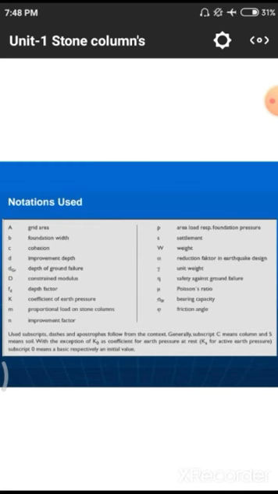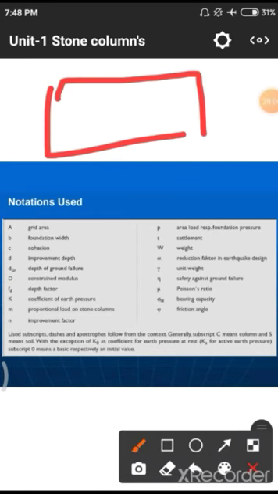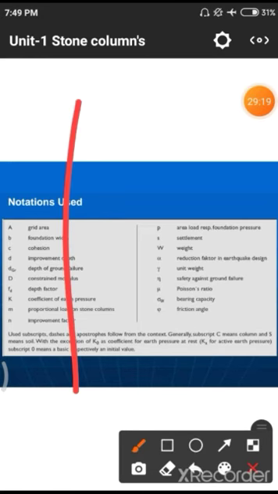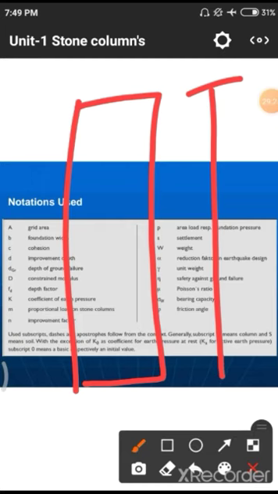Next, B is the foundation width. That means this is the total foundation, this is the depth and this is the width of the foundation. Next one is C, the cohesion property of the soil. Next one, D is the improvement depth. That means the total depth of the particular stone column.